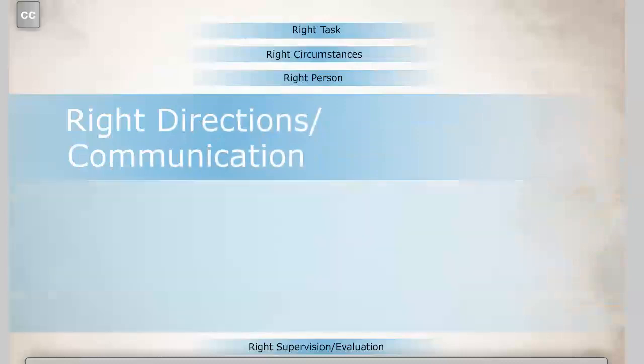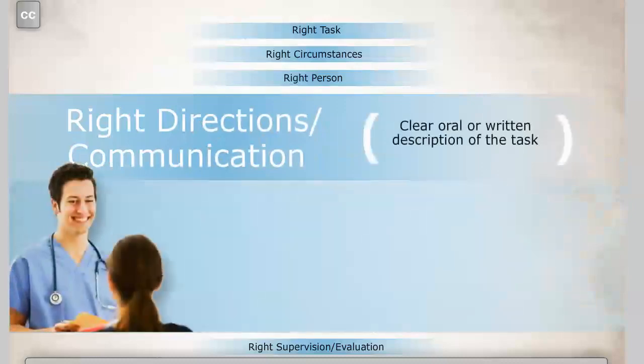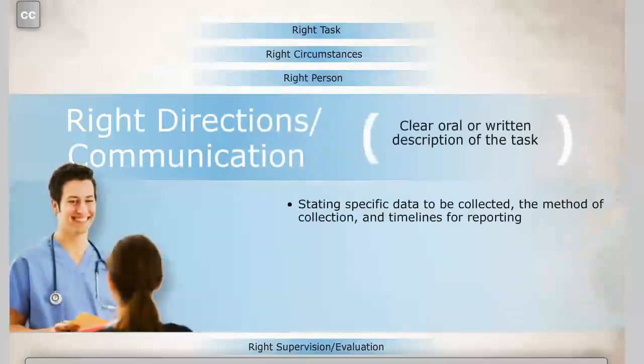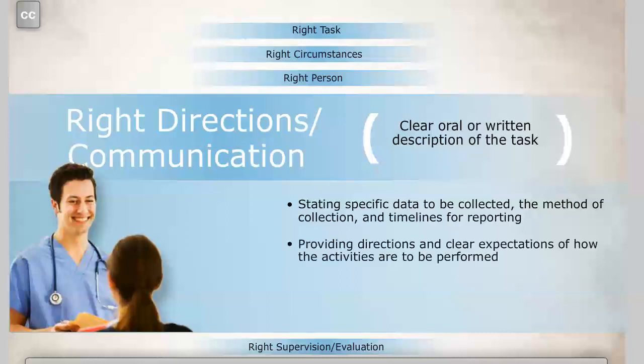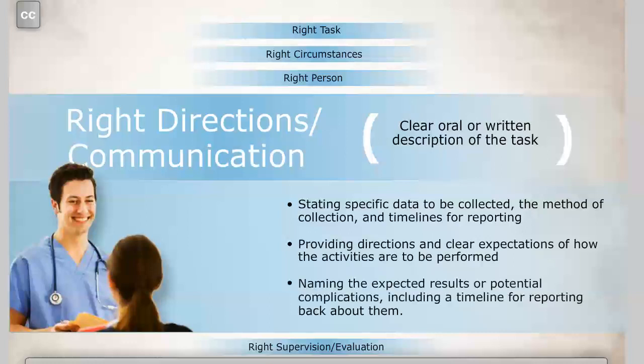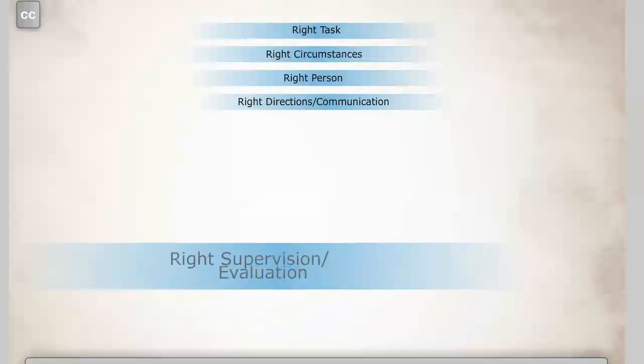Right directions or communication can be oral or written. Stating specific data to be collected, the method of collection, and timelines for reporting. Providing directions and clear expectations of how the activities are to be performed. Naming the expected results or potential complications, including a timeline for reporting back about them.